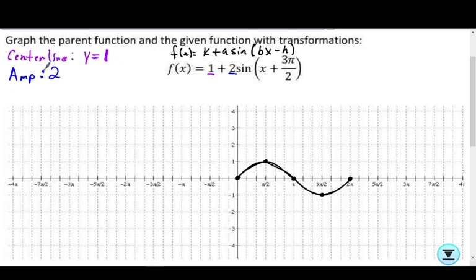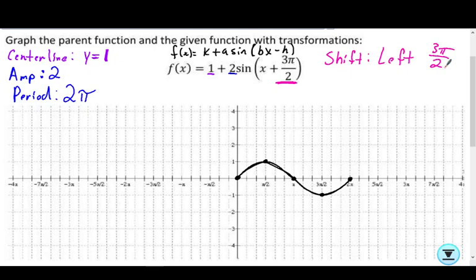I don't have a b, so there's no change in period. So my period is still 2 pi, so my wave is 2 pi long. This is my shift. Since this is positive, we're going to the left 3 pi over 2. So these are all my transformations. This is everything I know about this.